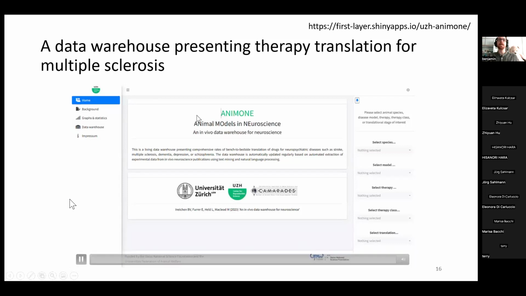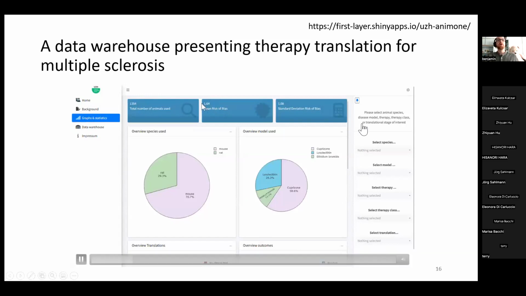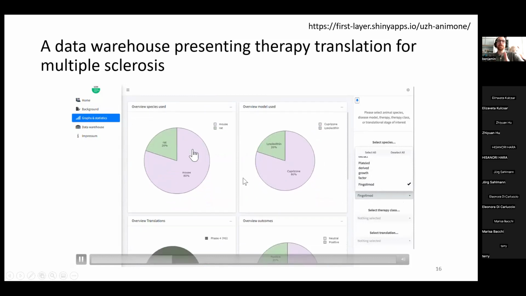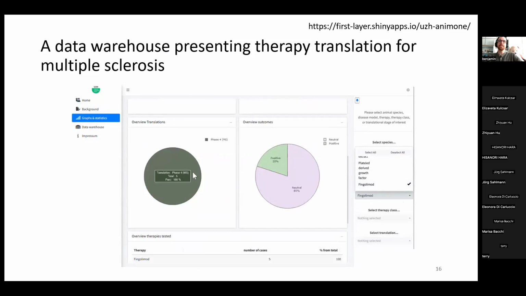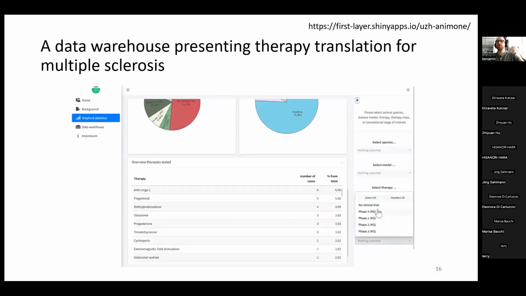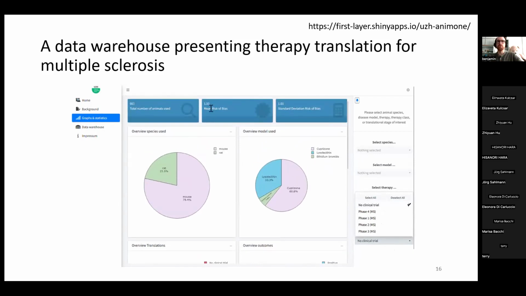And I brought this, we have a pilot, we called it Anemone, Animal Models in Neuroscience. And the idea is that a researcher goes to this database, and they could check how many animals have been used in total for all these experiments, what the overall quality is. Then you can select therapies you're interested in, then you can see in which kinds of species and models they have been tested, whether they have been translated to humans, what the outcome was. You could also, for example, select only therapies which have not yet entered any clinical trial. Then again, you could check how many animals have been used in this setting.